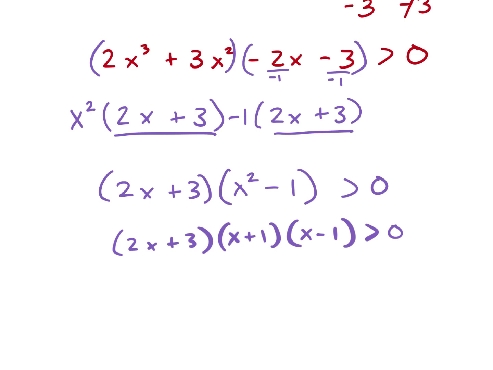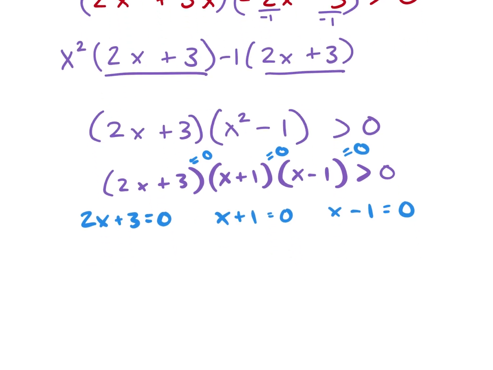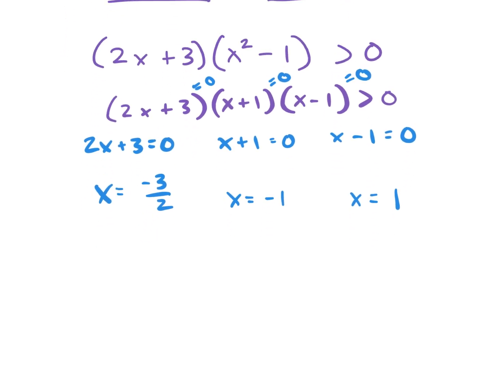We can just say that it's equal to 0 for now because we're going to figure out the inequality part once we put it on our line. So I want to set each one equal to 0. We have 2x plus 3 equals 0, x plus 1 equals 0, and x minus 1 equals 0. So x is equal to negative 3 over 2, x is equal to negative 1, and x is equal to positive 1. So here we have 3 numbers that go on our number line.